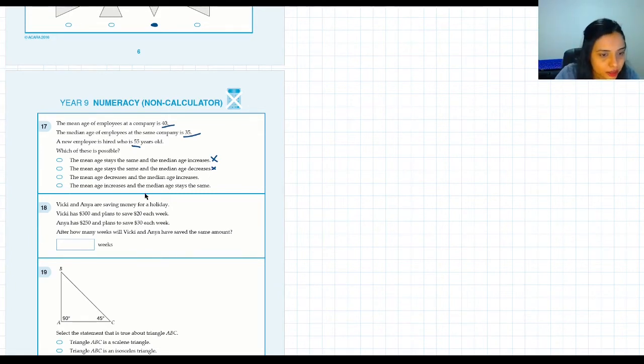The mean age decreases and the median age increases. Again, no, your mean age will go up. Or the mean age increases and the median age stays the same. So this looks like the likely outcome.